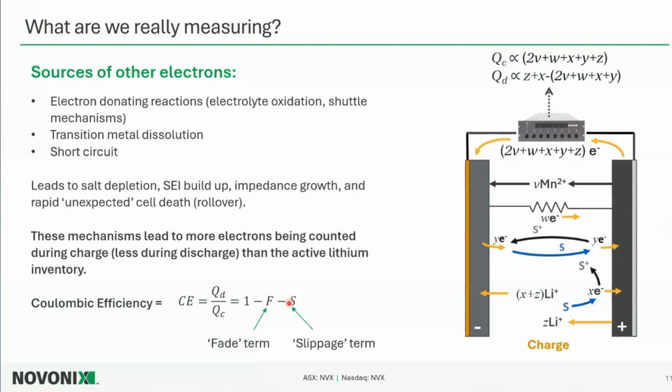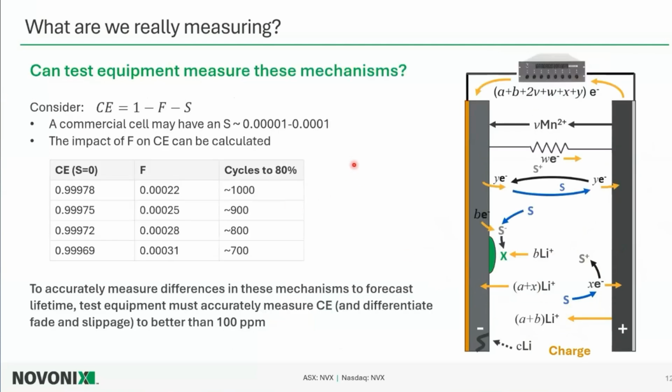So if we can accurately split up these different types of mechanisms, this is a little bit of a teaser for later, we can actually really accurately predict when some of these types of failures and kneeing rollover are going to happen. So a big question that comes up is, okay, all of this considered, can we actually measure these mechanisms? Can test equipment do this? Because some of these things are very small. Can the resolution, the precision, and the accuracy of current and voltage allow us to do this?